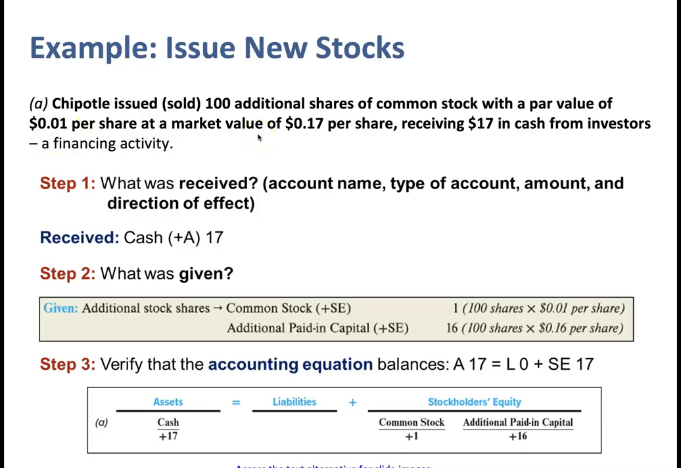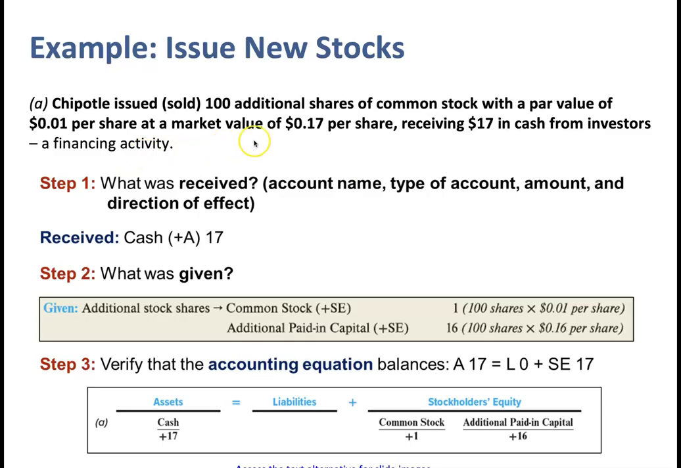But when it sells on the market, it sells at the market value, which in this example is 17 cents. Why is market value higher than the face value? Because the investors see the potential of Chipotle in the future to grow. So the investors will purchase the stock typically higher than the face value of the stock represents. So the face value is just the nominal value, and the market value is how much the stock is really worth on the market. So Chipotle received $17 in cash from investors. Now this is a financing activity, how the company funds itself.